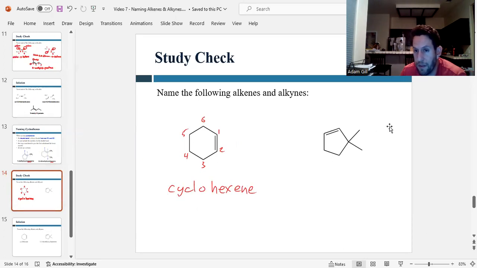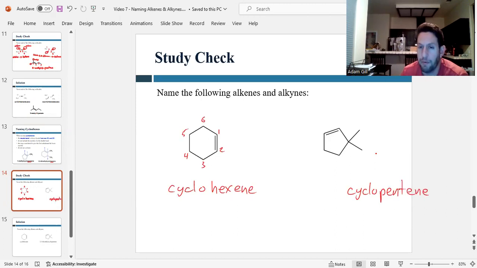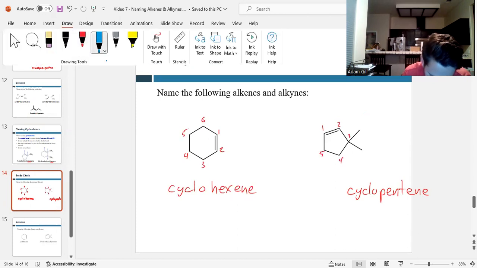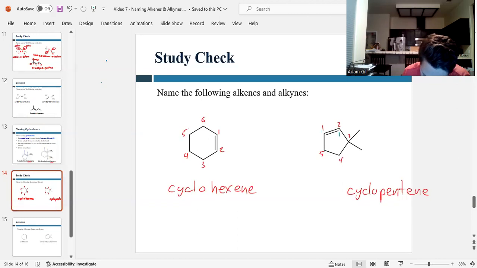The next one here, we've got 5 carbons in the ring. So cyclo for ring, pent for 5 carbons, ene because there's a double bond. Now when we number this, we can number it 2 ways. We could go 1, 2, 3, 4, 5, or you could number it the other way around. You could do 1, 2, 3, 4, 5. Those are your only 2 options because the double bond has to be between numbers 1 and 2.